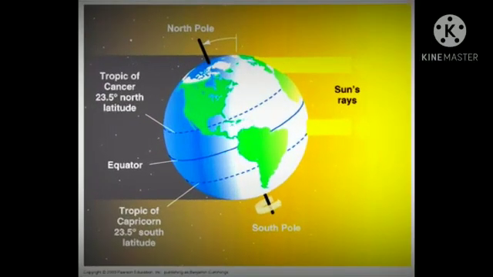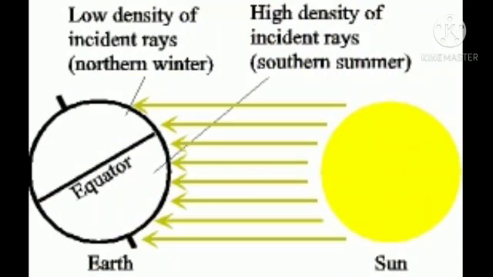When the South Pole is tilted towards the sun, the southern hemisphere receives more heat in comparison to the northern hemisphere. Therefore, the southern hemisphere experiences summer, while the northern hemisphere experiences winter. The northern hemisphere has longer nights and shorter days. Places near the North Pole have 6 months of darkness.